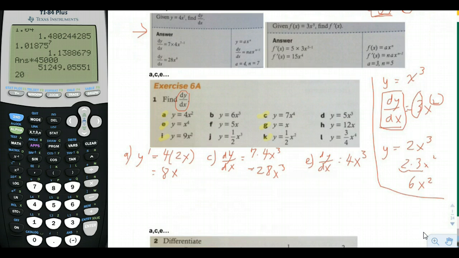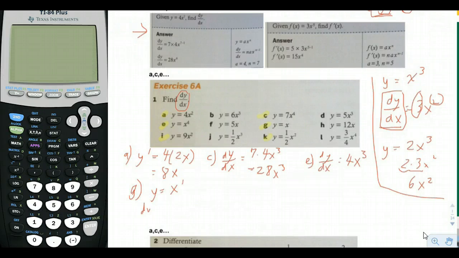What about G? So G is y equals x, and this is kind of a tricky one. Y equals x is actually y equals x to the first. So if we use the rule of taking the derivative and putting the exponent out front and reducing the exponent, we're going to get 1 times x to the 0, right? And actually that x to the 0 is 1, so that just equals 1. Okay, so the derivative of x is just 1. That should make sense because y equals x is a line, and the slope of the line is 1. And remember, when you take the derivative, it just gives you the gradient, or the slope.